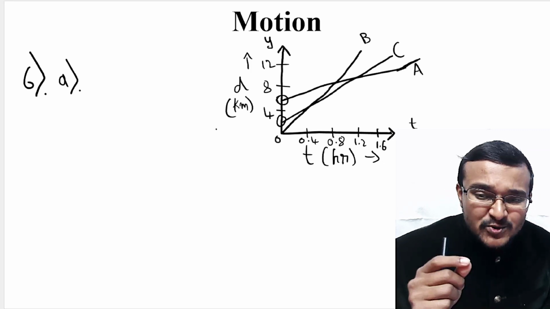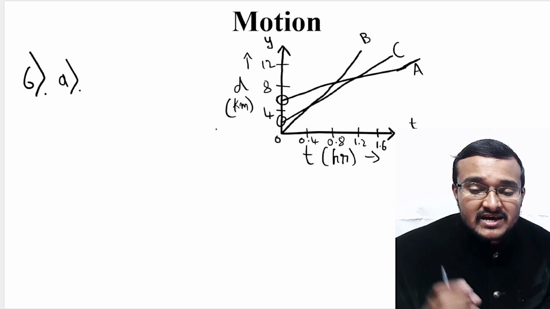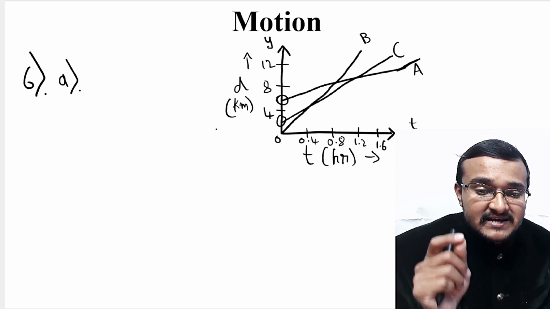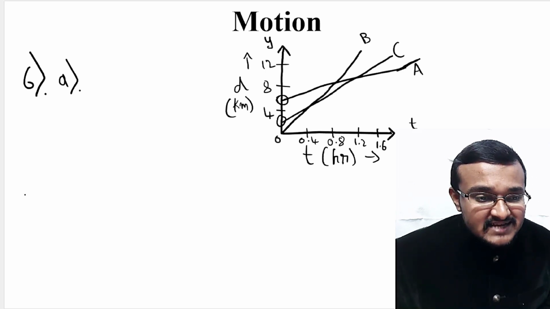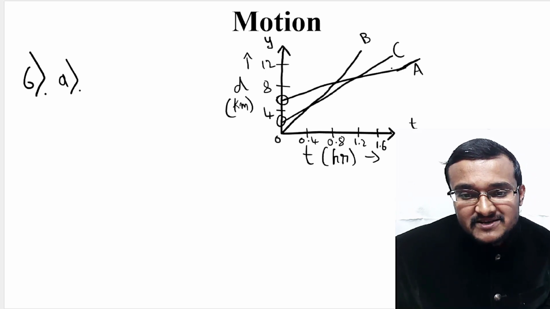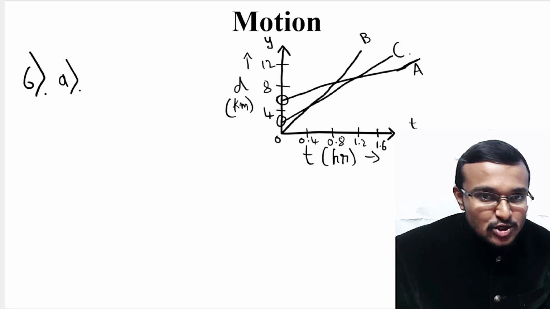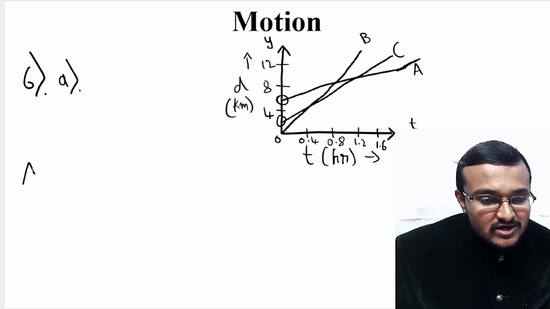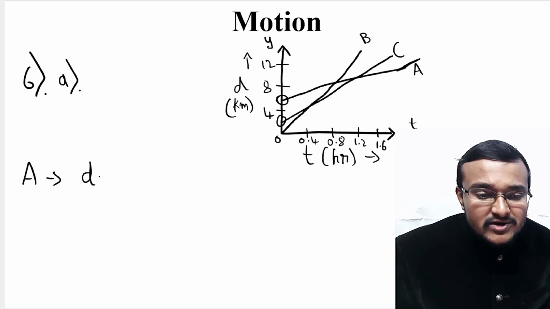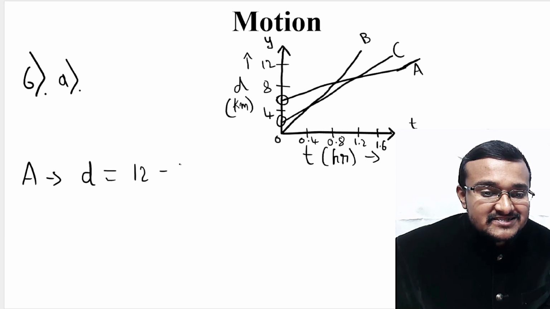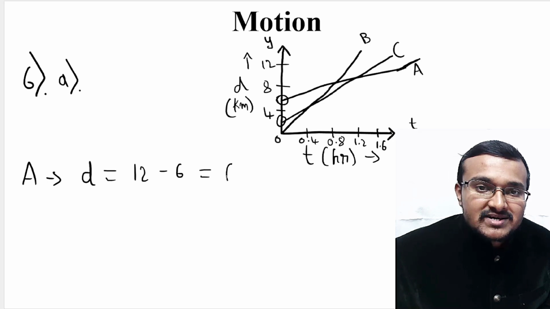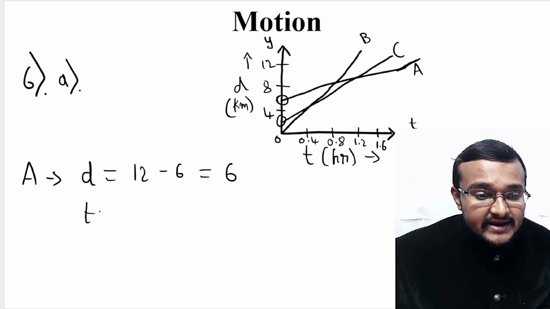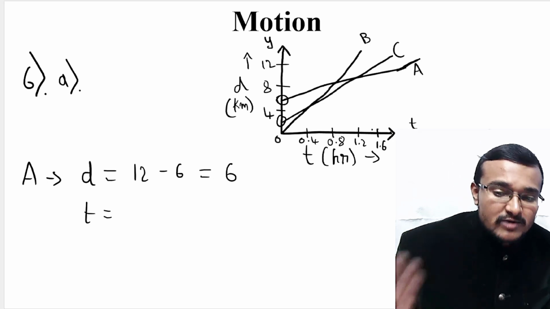Just by looking at this graph, A has started somewhere in between 4 and 8. So let us assume that distance is 6 kilometer, and somewhere it has reached around 12 kilometer. So if you consider A, it has reached 12 kilometer and it started at 6 kilometer. So 12 minus 6 will be equal to 6. Now if you consider the time, here it has taken more than 1.6 hours.